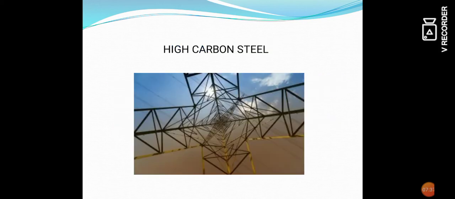Now let us see a very important application for high carbon steel. They are used for the manufacturing of steel rods, in the construction of telephone towers and so on.